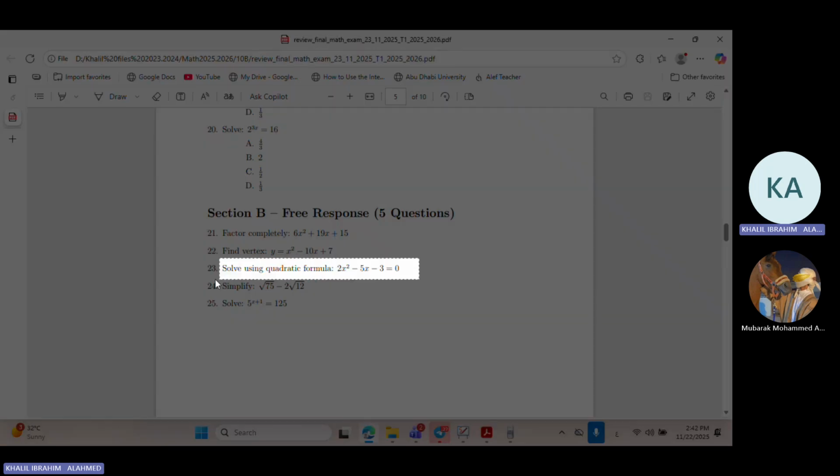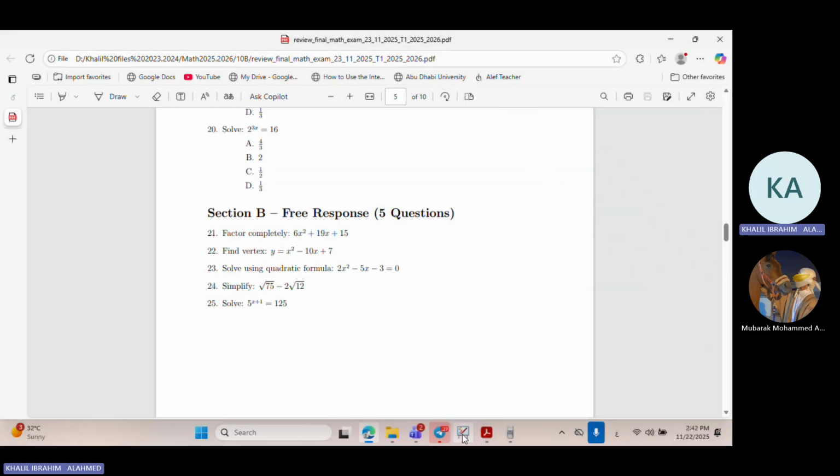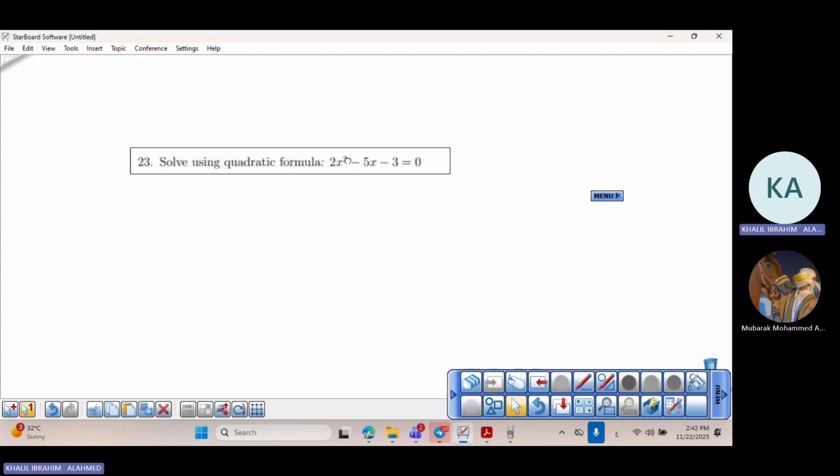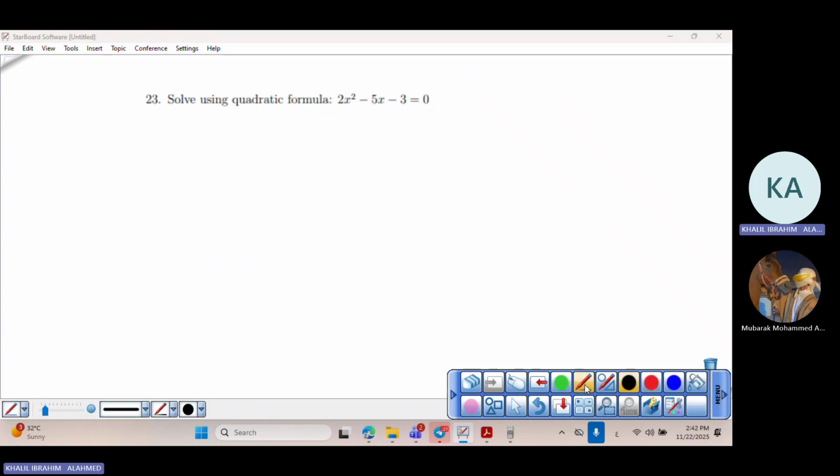Question 23. How to solve question 23? How to solve this equation? By using the quadratic formula, it's easy. This is step 1, step 2, and step 3.